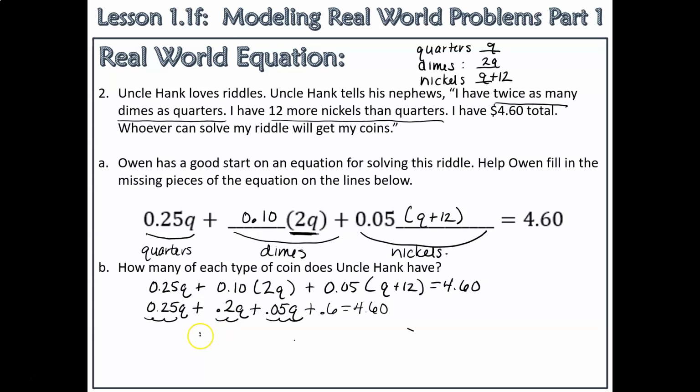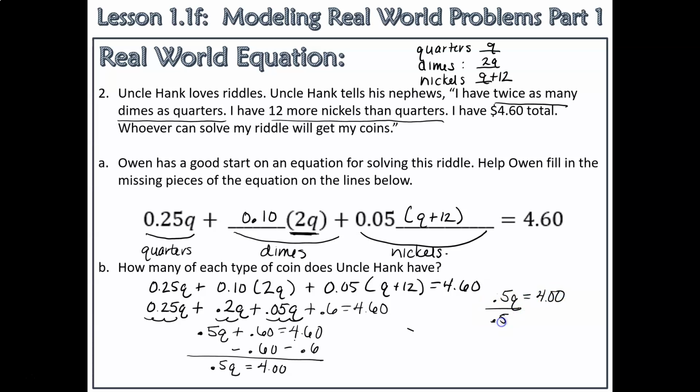you get 5/10 Q plus 6/10 or 60 cents equals $4.60. So I'm going to subtract 60 cents from $4.60, and I get 5/10 Q equals $4. I'm going to go up here. 50 cents Q equals $4.